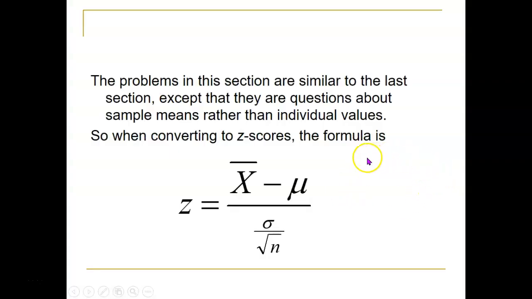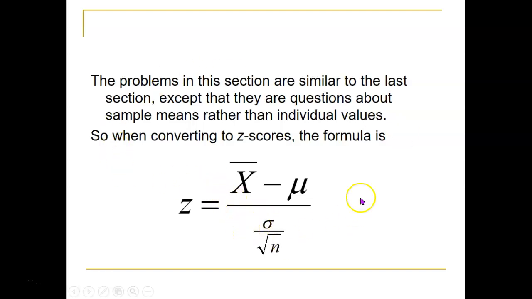And so the problems in this section are similar to the last section, except that they're questions about sample means rather than individual values. So when we write them in probability notation, they won't be P of X something, like the probability of X being greater than 17.5. Instead, they will be P of X bar something, the probability of X bar being greater than 17.5.